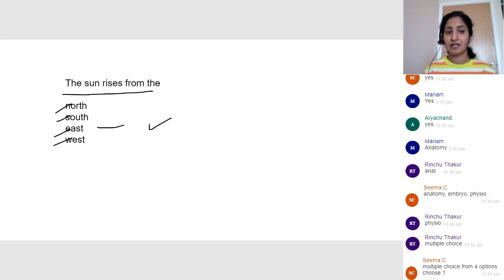So this is an example of a multiple choice. That is, you have some choices, usually 4 or 5, and you have to choose one. The second pattern is EMQ.